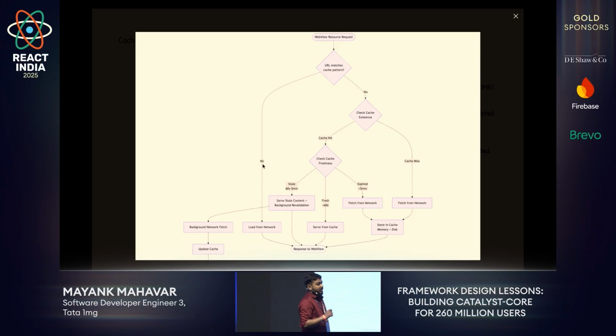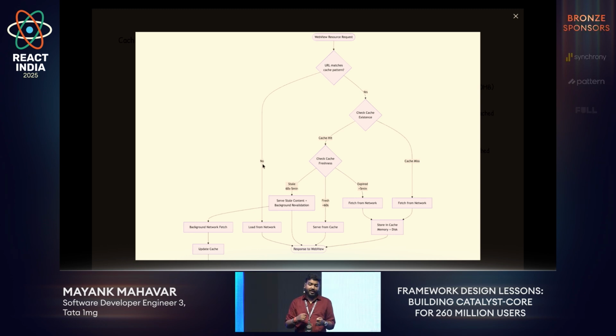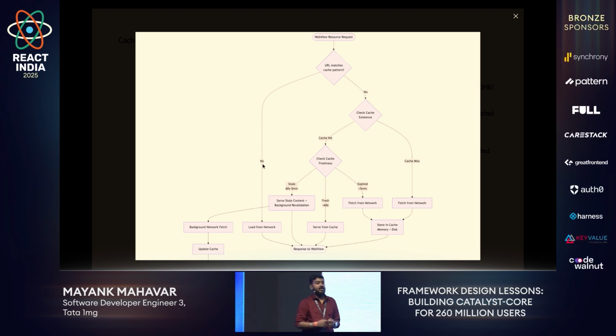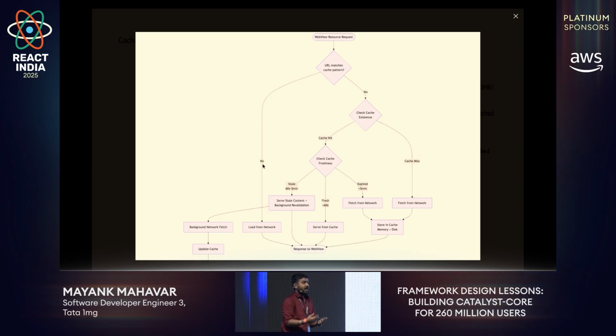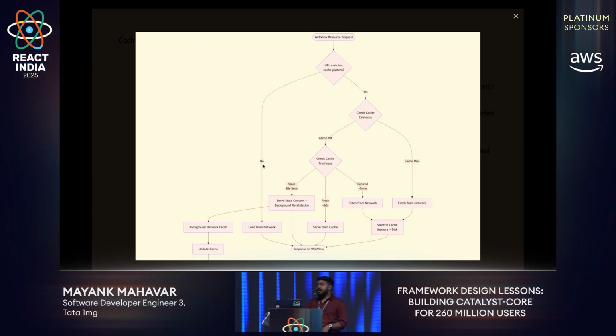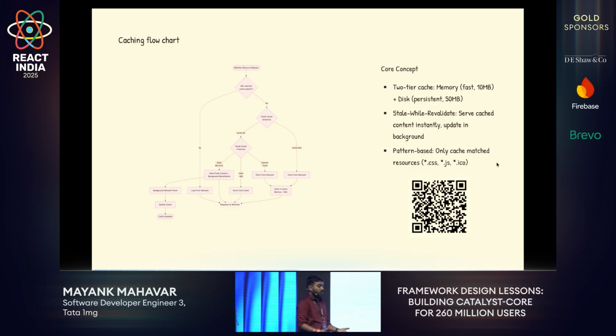And if it is stale, meaning it was fresh and is about to expire, in that time we provide the cache back to you, but in the background we revalidate the request and update the cache. And in the worst case scenario, if it is expired, we discard the cache, get it from the network, and send it back to you. This is how we cache your whole assets.